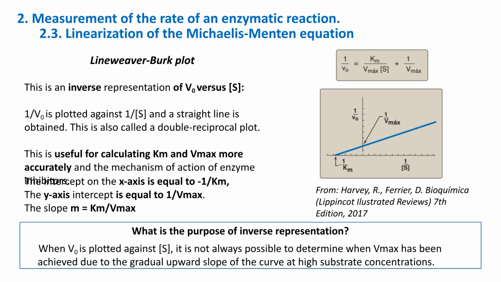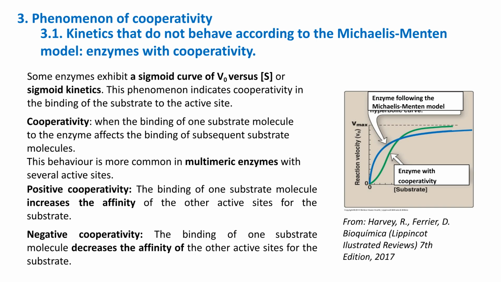To more accurately calculate Vmax and Km, the Michaelis-Menten equation can be linearized using the Lineweaver-Burk plot or double reciprocal plot. Plotting 1 over V0 versus 1 over substrate concentration yields a straight line. Some enzymes show a sigmoidal curve of V0 versus substrate concentration, indicating cooperativity. This means the binding of one substrate affects the binding of subsequent substrates, often seen in multimeric enzymes.